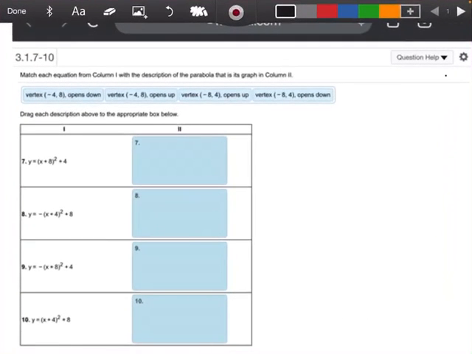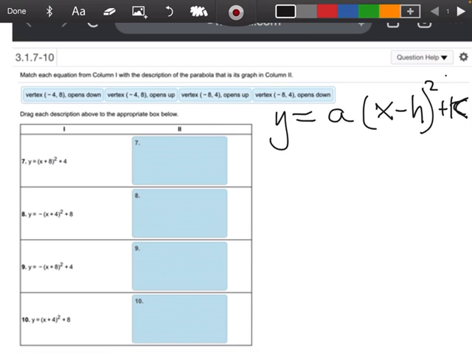All right, so guys, this here is problem number 1 out of 3.1, and it says match each equation from column 1 with the description of the parabola that its graph in column 2. Okay, so the first thing I'm going to do here, I'm going to write the general form or the vertex form of a quadratic function. So it's going to look like this.